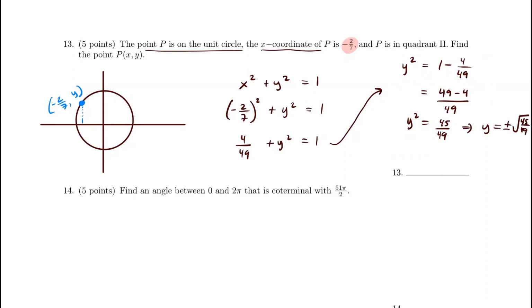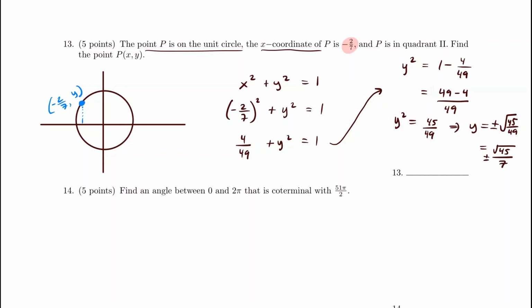Sorry, this is too squeezed over there on the side. So let me just rewrite this. This is 45 over 49. And you can rewrite this in simplified form: square root of 45 over 7, plus and minus.